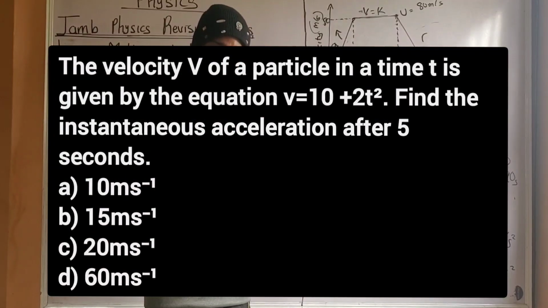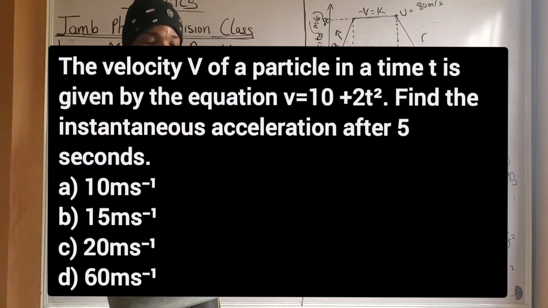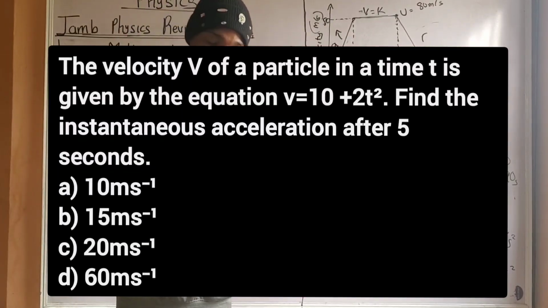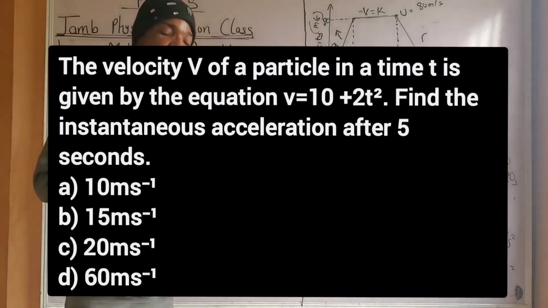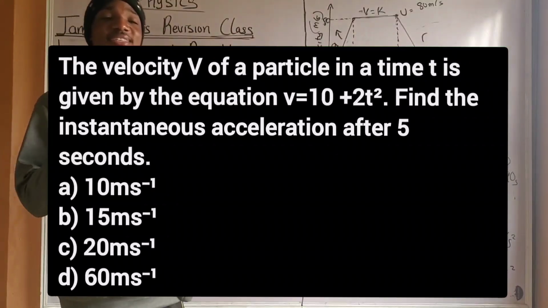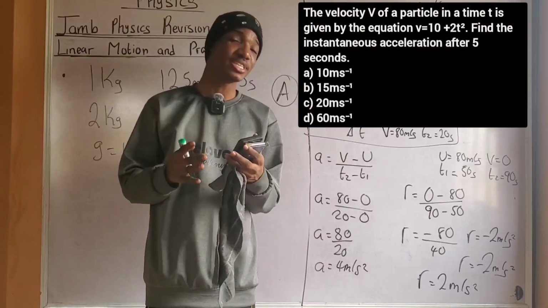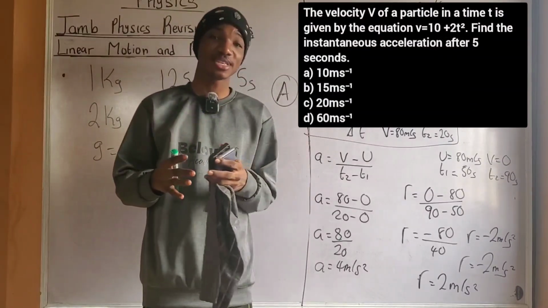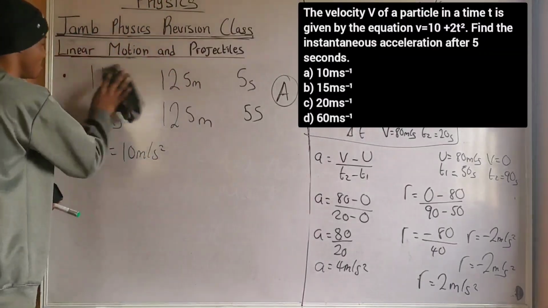The velocity v of a particle in time t is given by the equation v equals 10 plus t squared. Find the instantaneous acceleration after 5 seconds. Now, instantaneous acceleration is the acceleration of a body at an instant of time. Are you getting it? I'm going to explain. Just pay attention. Okay, let me erase this now.